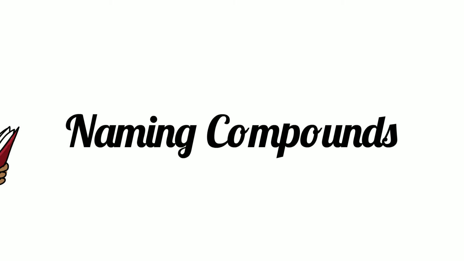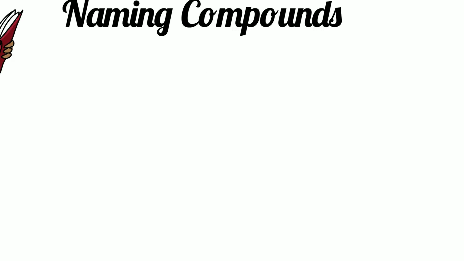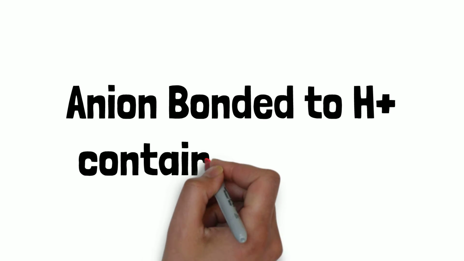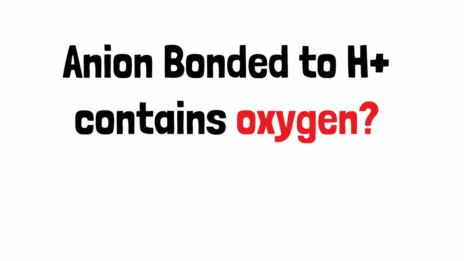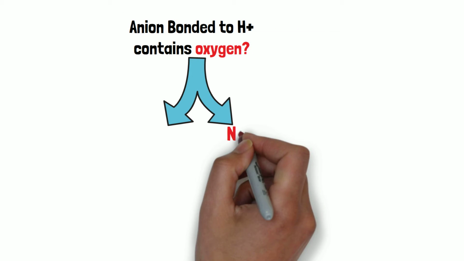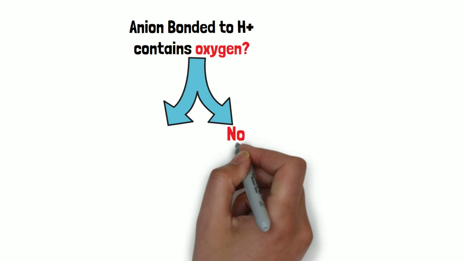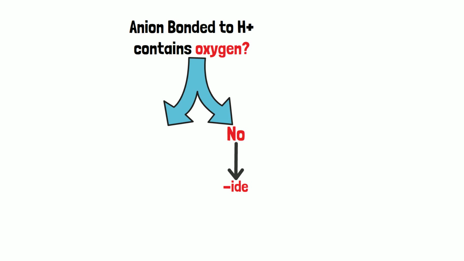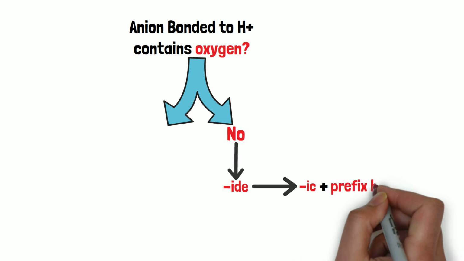The rules for naming acids depend on whether the anion attached to the H+ ion contains oxygen. For acids that contain an anion without oxygen, the rules are as follows. If the name of the anion ends with IDE, the acid is named by changing the IDE to IC, and the prefix hydro is used.